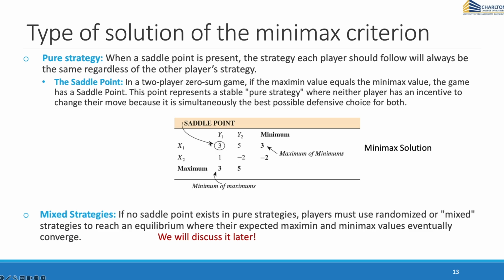So when we have the saddle point, we call this solution a pure strategy. If we don't have the saddle point, then we need to use a mixed strategy. Let's first look at an example of the pure strategy in Excel QM for the same problem.